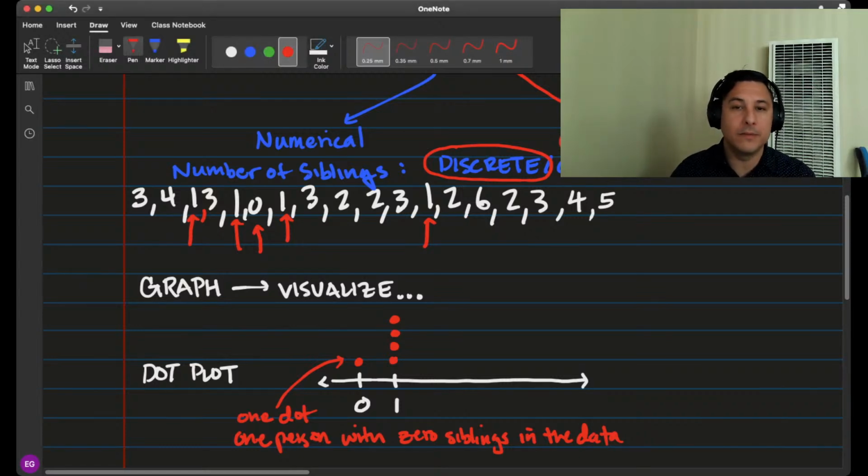Okay, and then you keep going through. So I would move on to 2 next. You count how many people responded with a 2. So I see 1, 2, 3, 4 people. So again, I would put 4 dots.